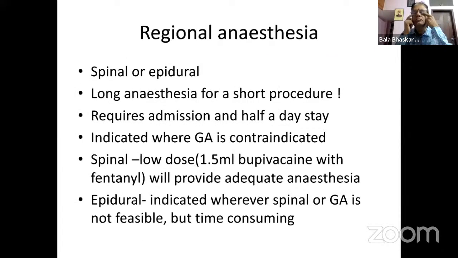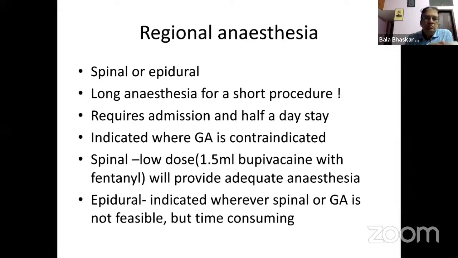So what is the role of regional anesthesia? If GA is contraindicated for some reason, spinal or epidural can be tried. A regular spinal would be a long anesthesia for a short procedure. It's not advocated for a very brief daycare procedure. It requires admission and a half-a-day stay. So it's indicated where GA is contraindicated. Spinal, they have tried in low doses, 1.5 ml of bupivacaine with fentanyl will provide adequate anesthesia.